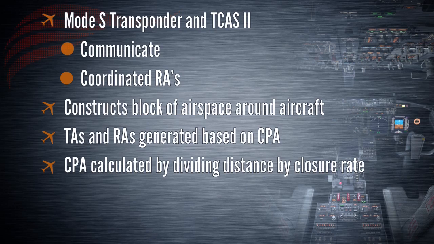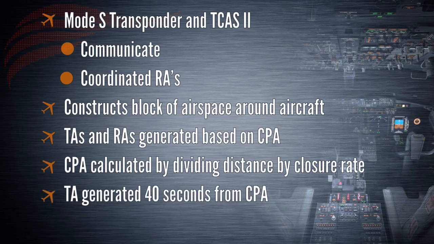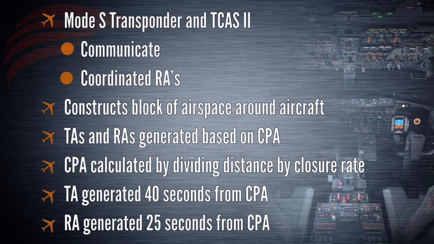TCAS calculates the time to reach the closest point of approach by dividing the distance by the closure rate. This is effectively a distance speed time calculation. Traffic and resolution advisories are then issued based on this time. A traffic advisory is generated when the other aircraft is approximately 40 seconds from the closest point of approach, and a resolution advisory is generated when the other aircraft is approximately 25 seconds from the closest point of approach.